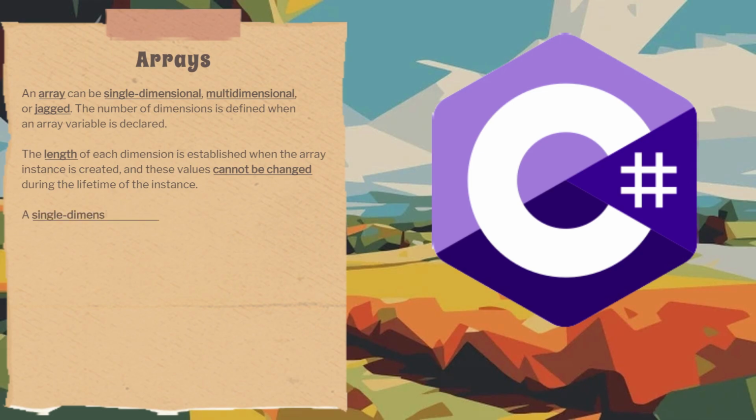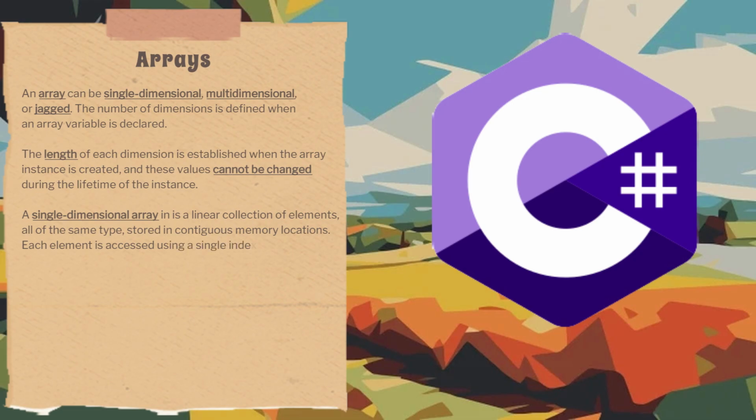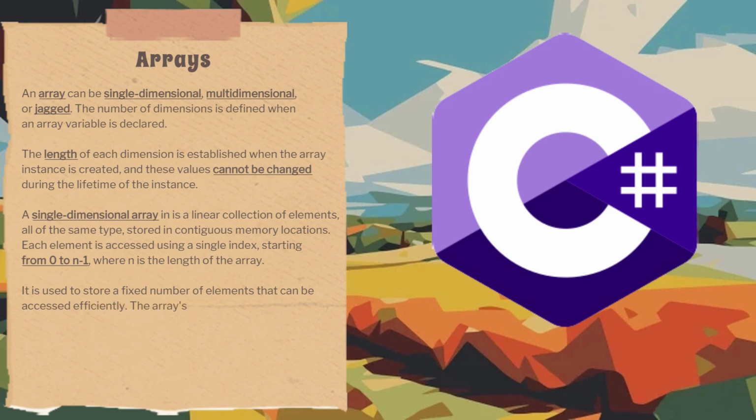A single-dimensional array is a linear collection of elements, all of the same type, stored in contiguous memory locations. Each element is accessed using a single index, starting from 0 to n-1, where n is the length of the array. It is used to store a fixed number of elements that can be accessed efficiently. The array size is determined when it is created and cannot be changed during its lifetime.